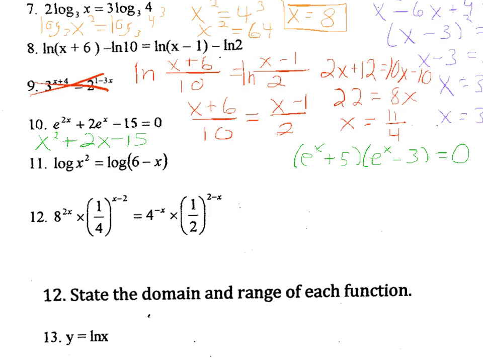So now we just need to set each factor equal to 0. So e to the x plus 5 equals 0, and e to the x minus 3 equals 0. And just solve each of those e equations. So if we solve the first one, we have e to the x equals negative 5. And then to get rid of the e, we want to take the natural log. Except we cannot take the natural log of a negative number, so this answer would actually be extraneous.